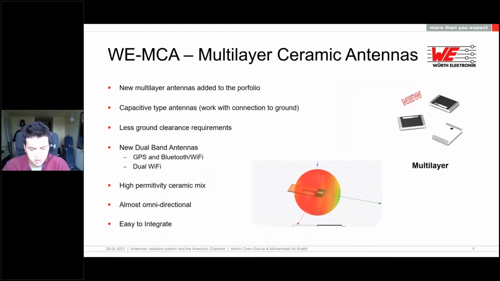Recently, we have added some new antennas into the MCA family, and they can also work in different frequency ranges depending on the application. Due to the inner construction of these new antennas, they require less ground clearance. Some of them can even work in a dual band, and they are omnidirectional or quasi-omnidirectional. All of them are easy to integrate in the PCB.